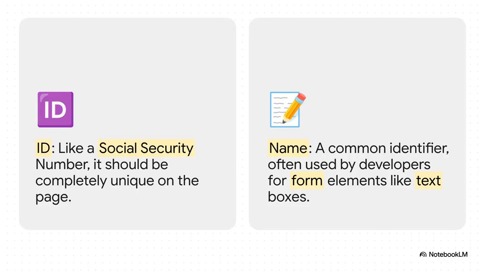First up, we've got the heavy hitters, the ones you should always be looking for first: ID and name. The best way to think about an element's ID is like its social security number. It's supposed to be one of a kind on that page. Name is another really common one, especially for things inside forms. You know, like text boxes or radio buttons.